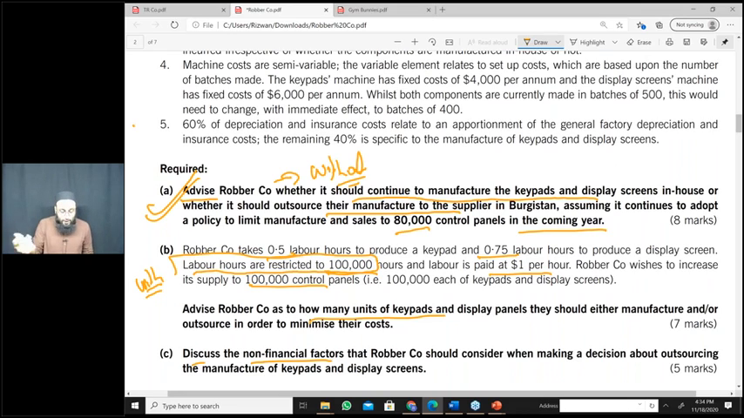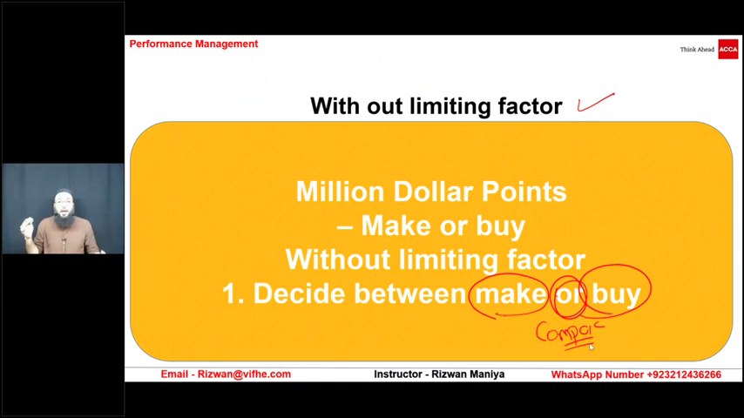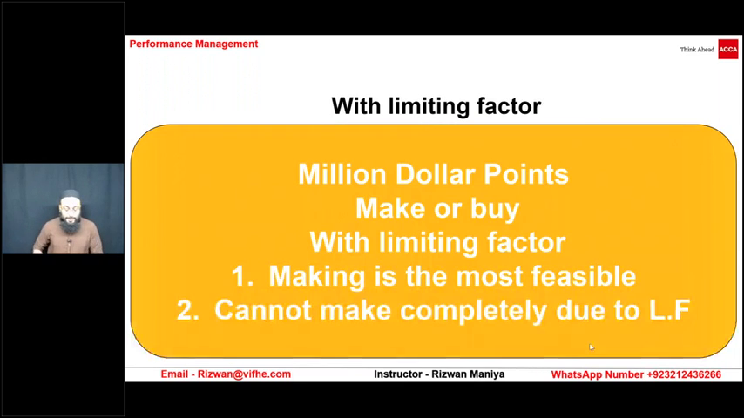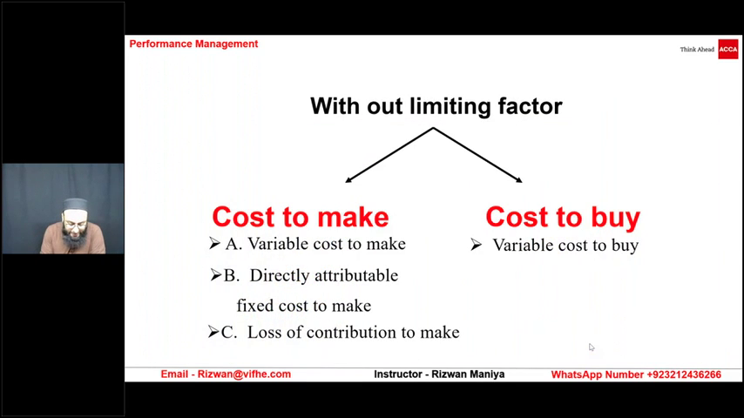So if it is without, what mindset do you have to keep in your mind? Let's quickly apply the knowledge. You have to compare the cost of buying with the cost of making. Let's imagine we are in the examination hall, and after reading the first part, it's very much clear that it is without limiting factor. So what should come in your mind? What should come in your mind is these pointers. This will help you to start the answer.